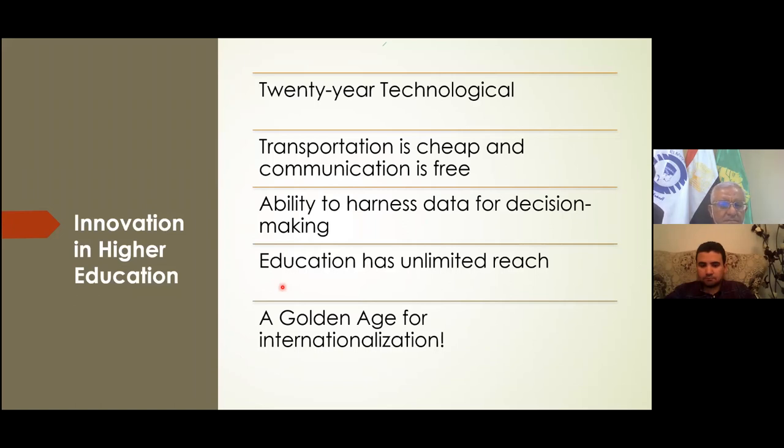Education has unlimited reach. Everyone can take education inside the university, outside it, online, physical, anywhere. So it has unlimited reach. And we can claim that we have a golden age for internationalization now. We can see it's easy for everyone. If I talk about a student, it's easy for him to communicate with labs, professors, colleges outside, anywhere, and to start to cooperate with them. For staff it is similar, at the level of the university and more than this level of campus.